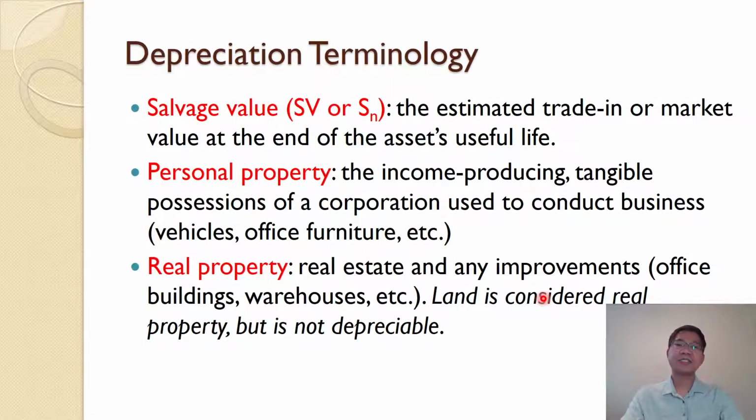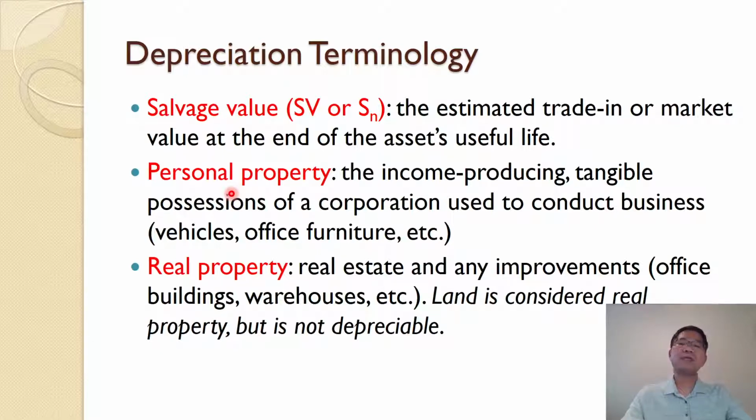Salvage value I just mentioned earlier, and we discussed that in the previous lesson. That is the estimated trade-in or market value at the end of the asset's life. You want to sell your car after you use it, you can put it on Craigslist or things like that, and whatever amount you sell that car for is called salvage value. Personal property: any income-producing tangible possessions of a corporation used to conduct business, like a pickup truck, vehicle, or office furniture. We call those personal properties.